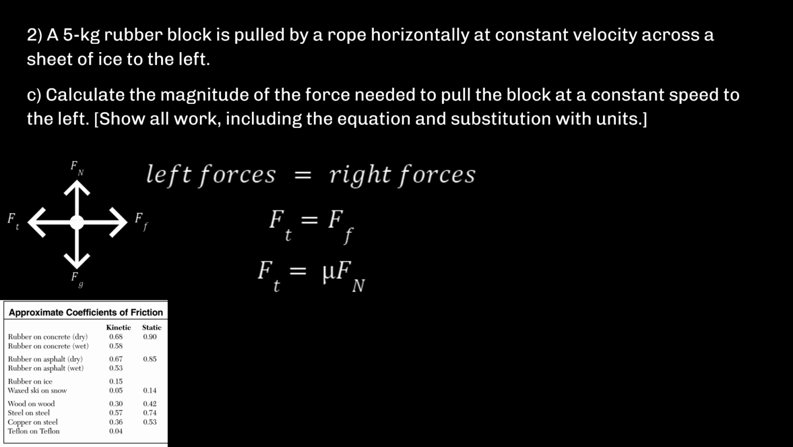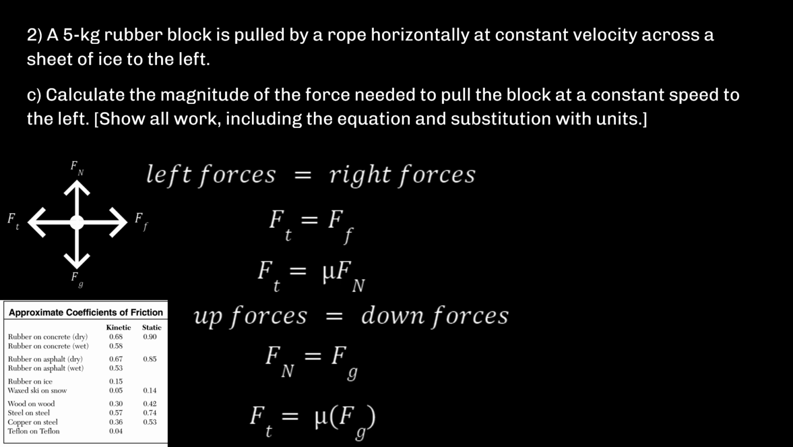So we're going to see here again, we're not moving up or down. So I can have there my up forces equal my down forces. My up force is going to be the normal force Fn. My down force is going to be the force of Earth on the object, Fg. So then I can plug that into my equation here. So we have now that Ft is equal to my frictional force, mu times Fn, which we know now is Fg.